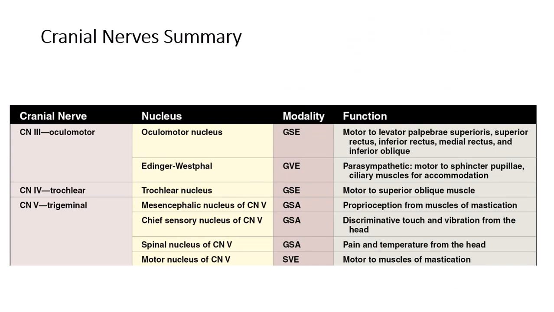Then this is the summary that is also in your textbook, so I do not want to go through this, and it's a good idea if you guys have a look at it. You can look at the name of the cranial nerve, and then the nucleus. A majority of these cranial nerves have more than one nucleus. Some of them have only one, but the majority have more than one nucleus, and depending on the function, the modality of them are a little bit different.